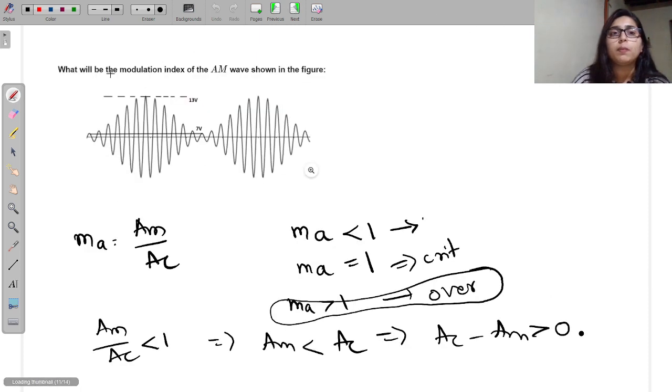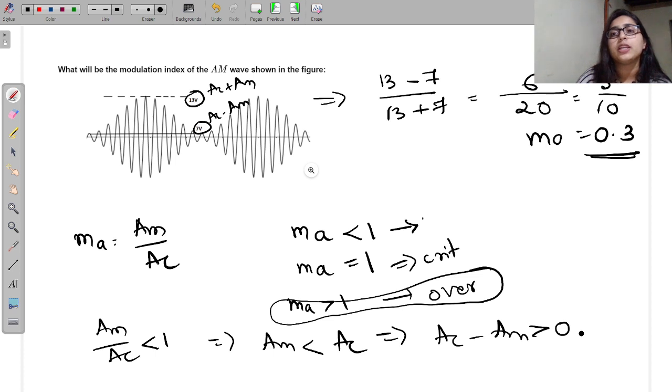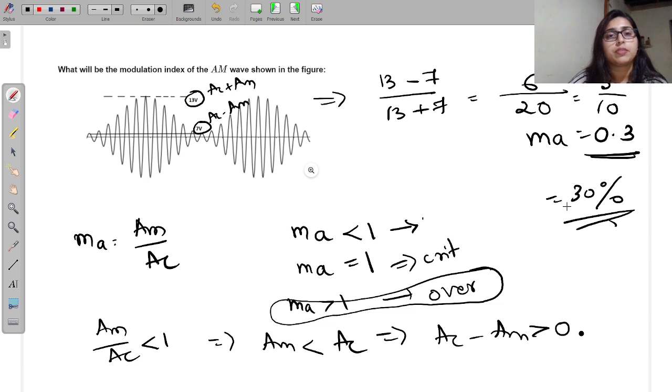And here we have another problem like that. What will be the modulation index of the AM wave shown in the figure? So this is my AC plus AM. This is my AC minus AM. So here what happens? 13 minus 7 divided by 13 plus 7. So this is 20 and this one is 6. So here you can write 0.3. This is my modulation index. That means depth of modulation is 30%.